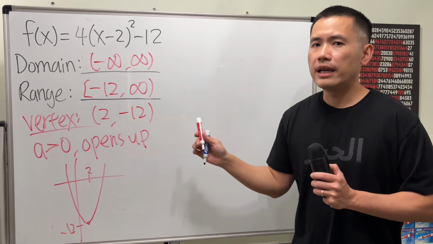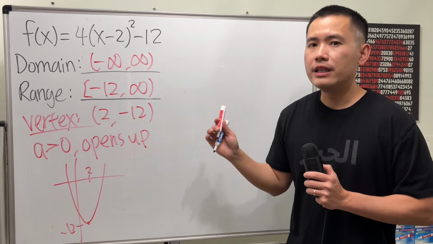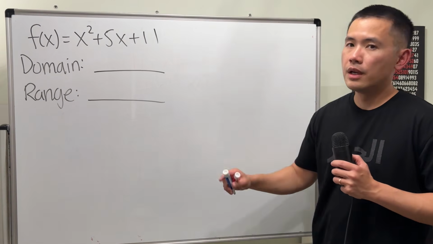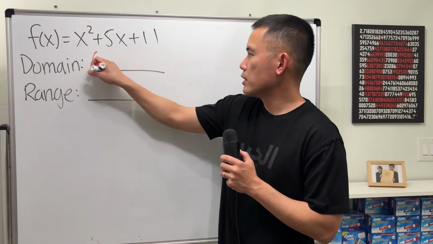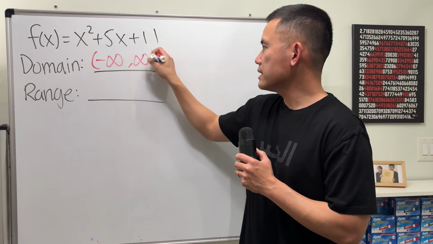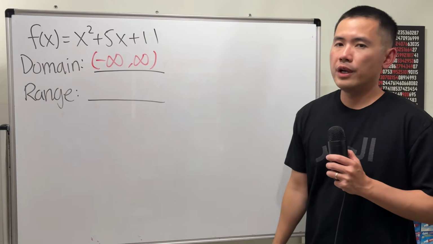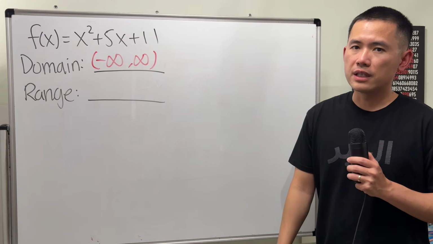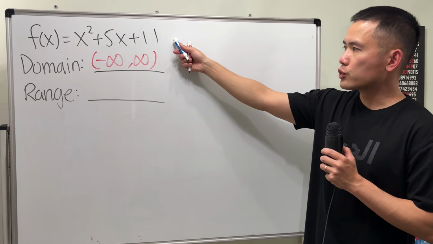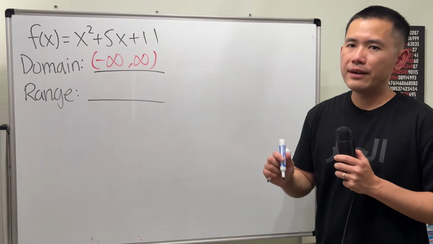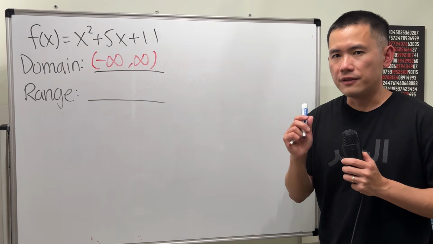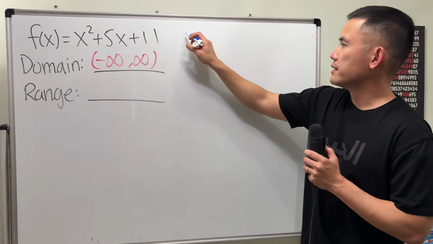Now let's take a look at what if the quadratic equation is in the standard form. For this one, the domain is still negative infinity to positive infinity. Now for the range, once again we have to get the vertex first. And when we have a quadratic equation in the standard form, we have to find out the vertex first by using the vertex formula. So here's the deal.